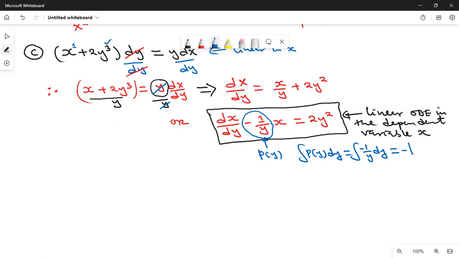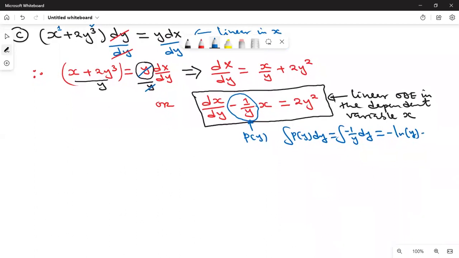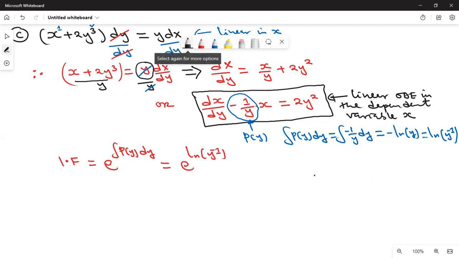And that should give us negative natural log of y, which, if you apply the laws of logarithms, you can also write as natural log of y raised to negative 1. So therefore, our integrating factor is equal to exponential the integral of p of y dy. And so this is the same as exponential of ln of y raised to negative 1. And since exponential and natural logarithmic functions are inverse functions of each other, our integrating factor will now be y raised to negative 1, which you can as well write as 1 over y.